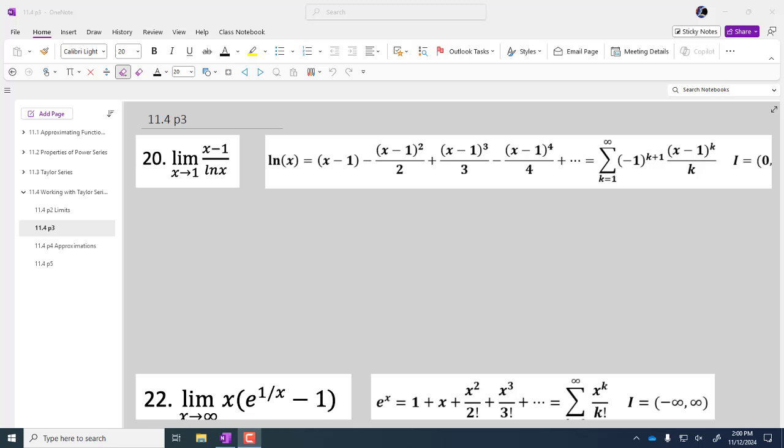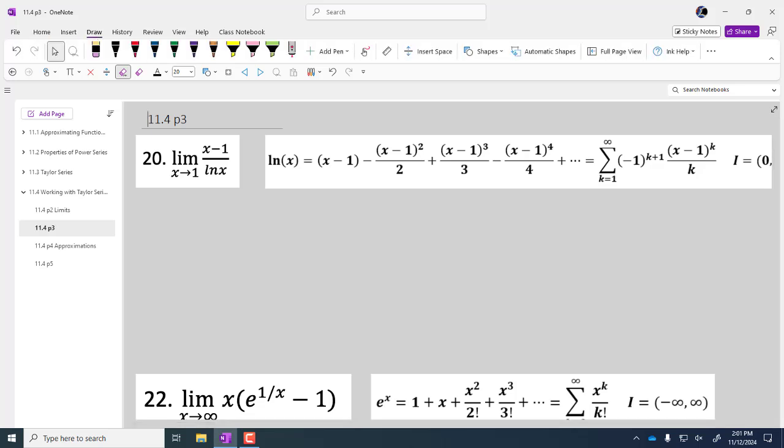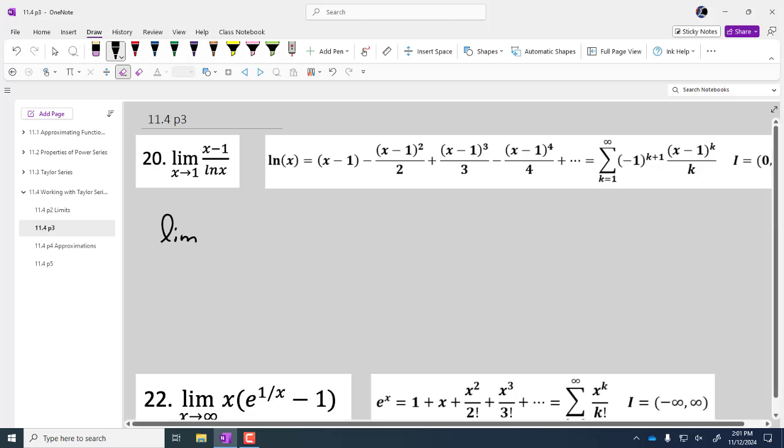We are using power series to evaluate limits, and we're also going to use power series to approximate some integrals. The rule of thumb in this section: anytime you see a function, you can replace it with its power series. So we're going to replace natural log of x with its power series here, and that will allow us to evaluate this limit in a different way. Obviously you could normally use L'Hopital's rule, but we just want to be creative, so we are going to use power series.